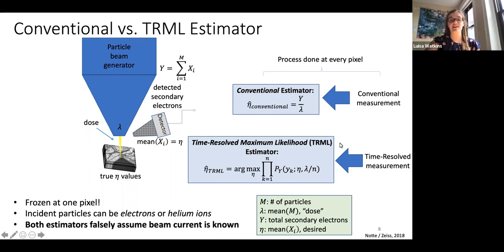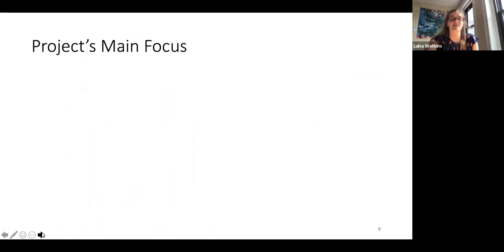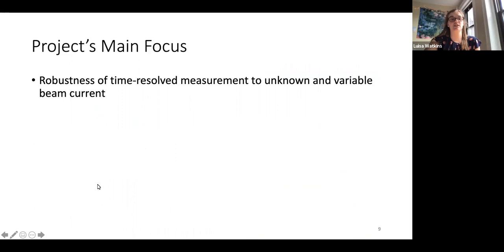And if you notice, both of these estimators are falsely assuming that the beam current is known. So they have lambdas in here, which you remember lambda is the dose. But as mentioned, the beam current is actually varying. So this is where my project comes in, what I've been able to add to this. They're both making these false assumptions, so that leads into the main focus of my project. The first is that I looked at the robustness of this measurement and all the associated algorithms to this unknown and variable beam current.